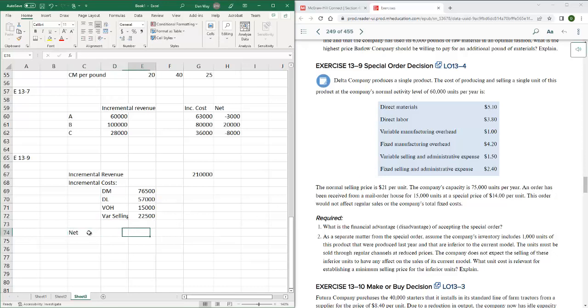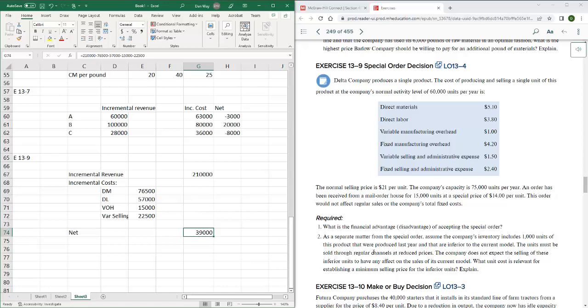So let's figure out what that net would be. We had incremental revenue of $210,000 potentially, minus the incremental costs of direct materials, direct labor, variable overhead, and then just that variable selling and admin. So our net potential advantage or disadvantage, well, that's an advantage of $39,000. So all else equal, we would accept this special order.